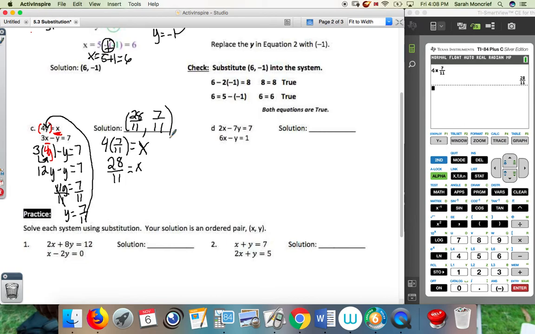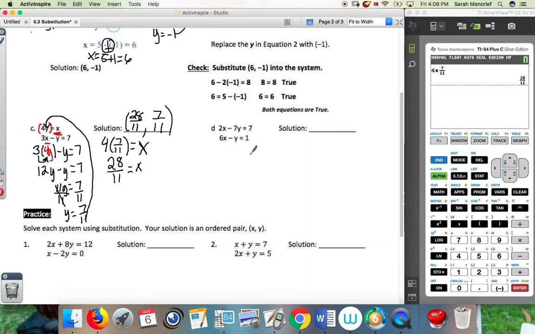No, they don't. So we have to solve one of them for a variable. Let's look. In the first one, we have 2x and negative 7y. In the second one, we have 6x and negative y.